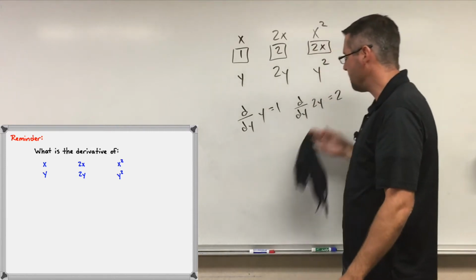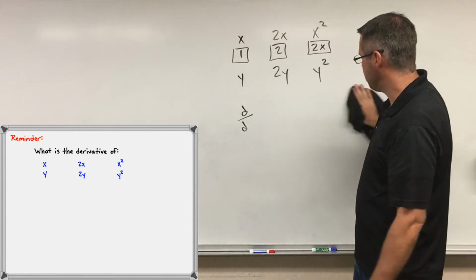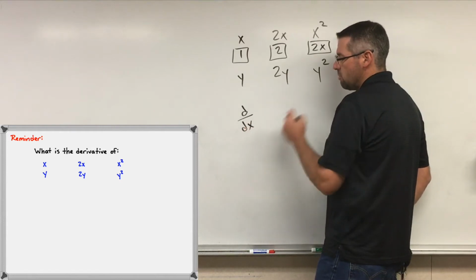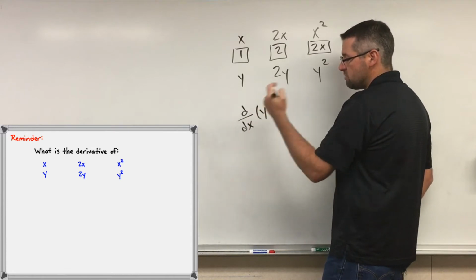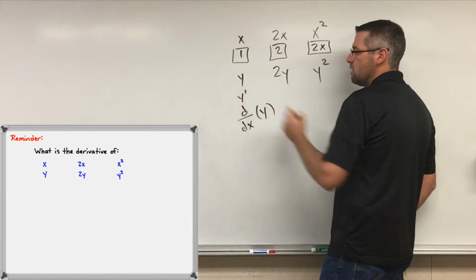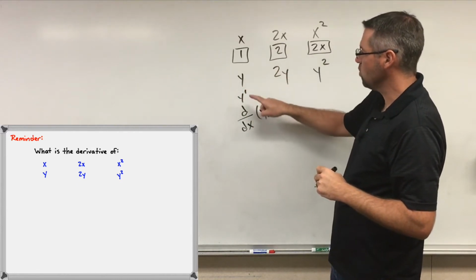But what happens if we treat y as the dependent variable, or the function, if you would? So that means the variable is x. What if I took the derivative of y with respect to x? What is that derivative? Well, we call that y prime. The derivative of y with respect to x is y prime.